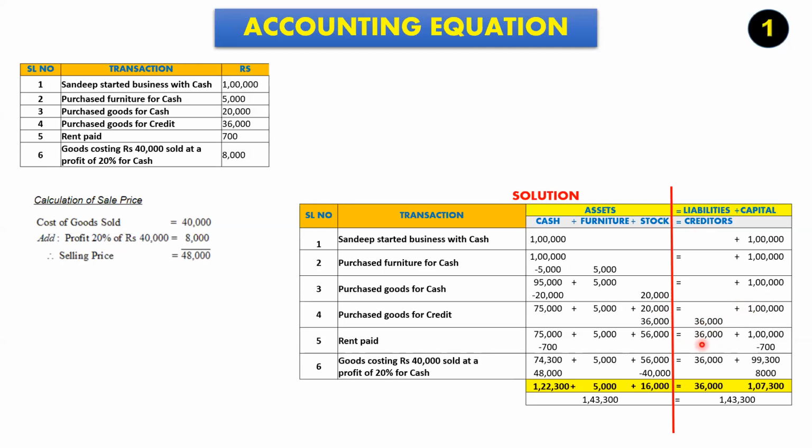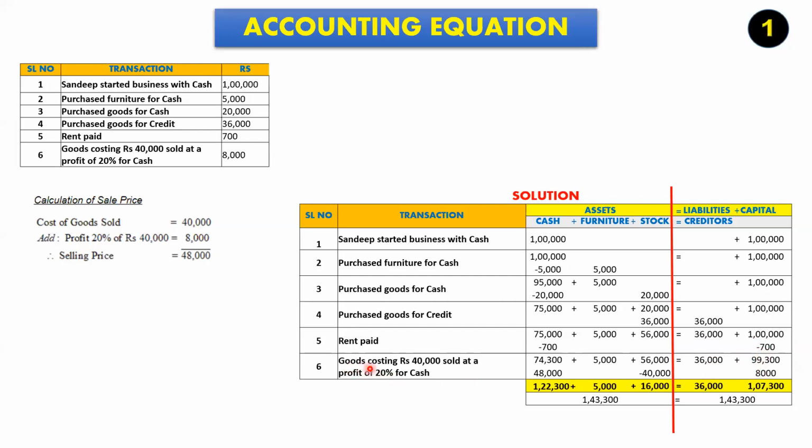And again, here for rent paid, the same thing will be there. 36,000 I need to pay later, and 1 lakh rupees is the capital. Out of that, how much is going? 700 rupees is going. So 700 rupees is gone because it's not coming back. So that's why you need to put it under capital minus 700. And again, you see, 1 lakh minus 700 becomes 99,300.